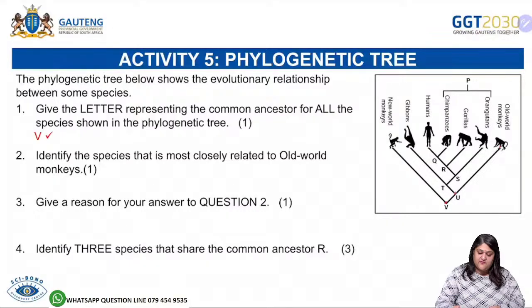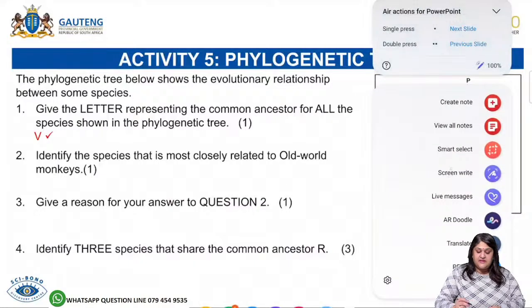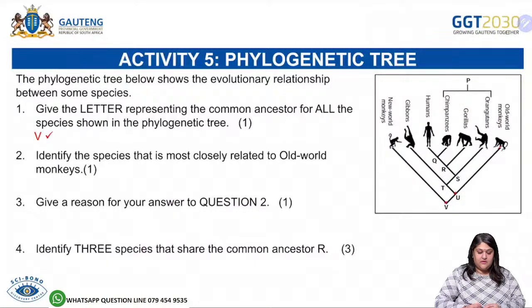We had a branching over here. So it would be the gibbons. It is point U. Yes, you can say it's point U, and you can also say it's the gibbons because you see this branch.